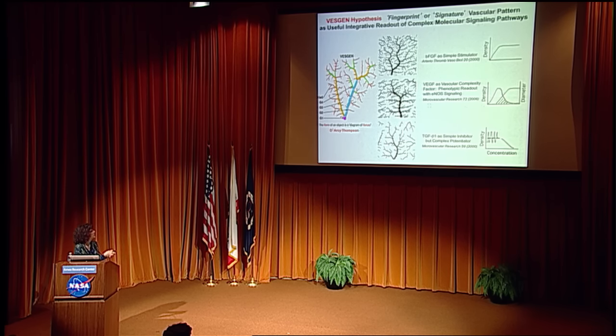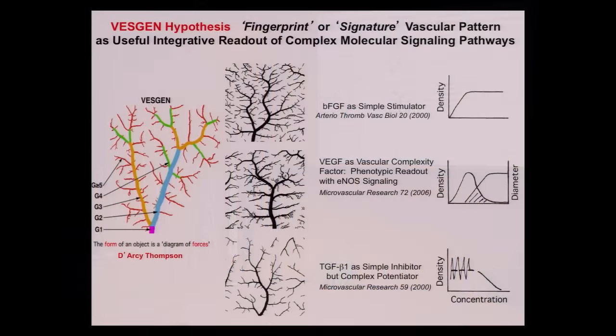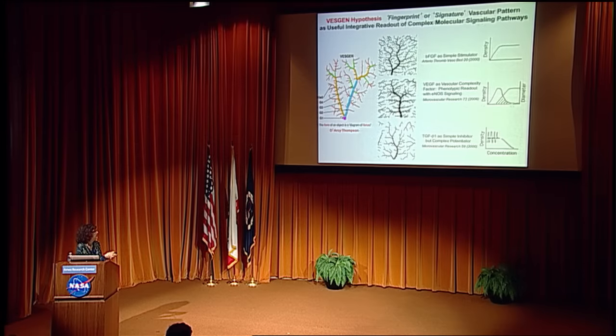VEGF as a vascular complexity factor did display these overlapping patterns of response. So at low concentration, the new small vessels did increase as a physiological angiogenesis phenomenon. At higher concentrations, there was a phenotypic switch to a pathological, non-angiogenic phenotype in association with increased eNOS signaling, in which there is increased vessel diameter and leakage.